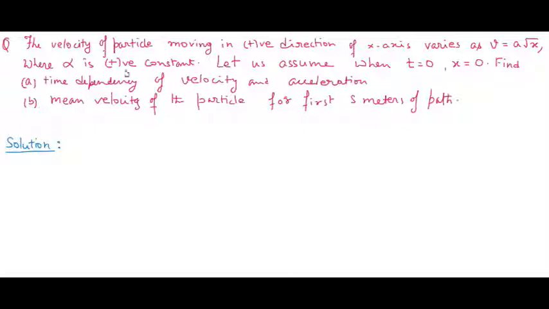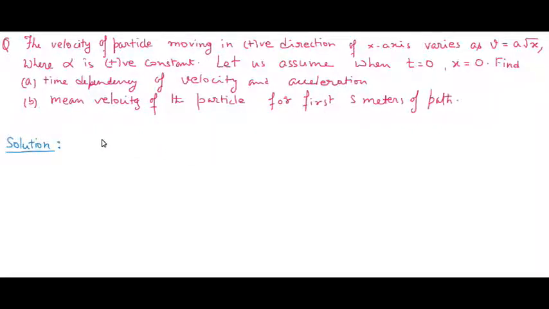The velocity of a particle moving in the positive direction of the x-axis varies as v is equal to alpha under root x, where alpha is a positive constant. Let us assume that when t is equal to 0, x was also 0. Find a, the time dependency of velocity and acceleration, and b, the mean velocity of the particle for the first s meters of path. Let us see the solution.